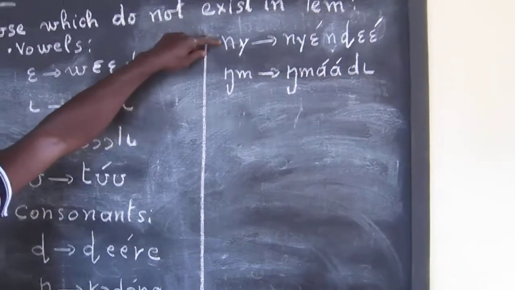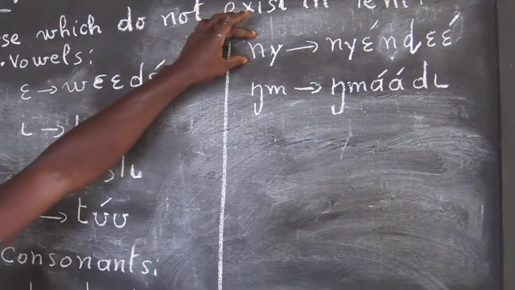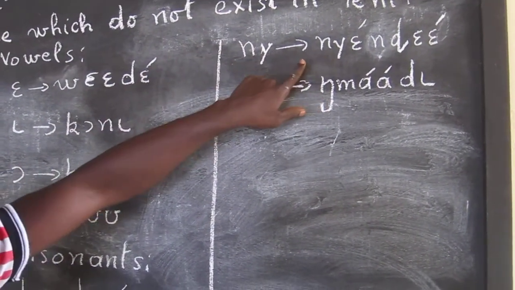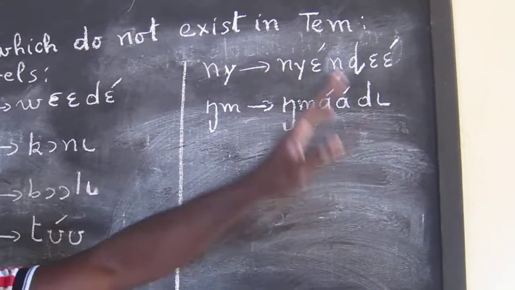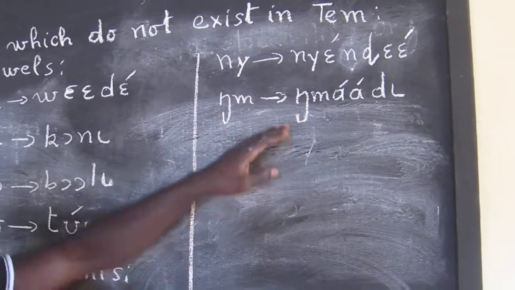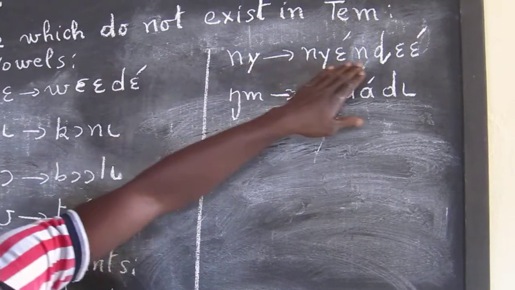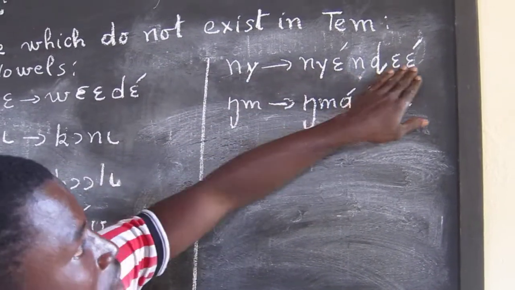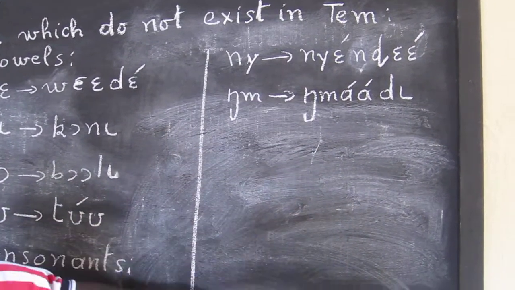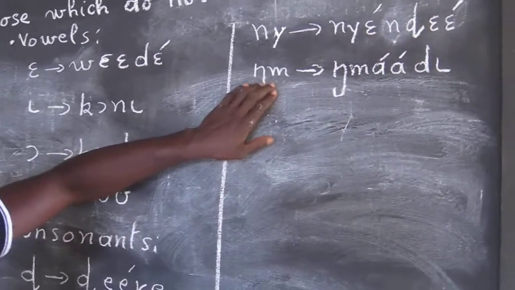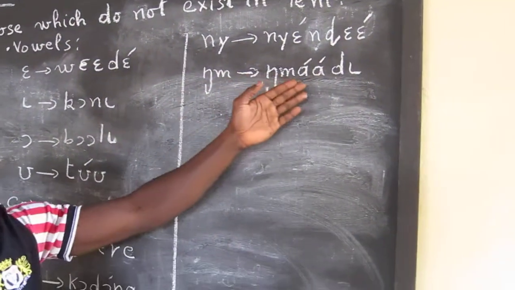And now we have the combination of n and y. It is ny in Tem. You can find it in the word nyen de, which means you are going. Nyen de is something which is going on. And this one is m, and it can be found in the word ma de.